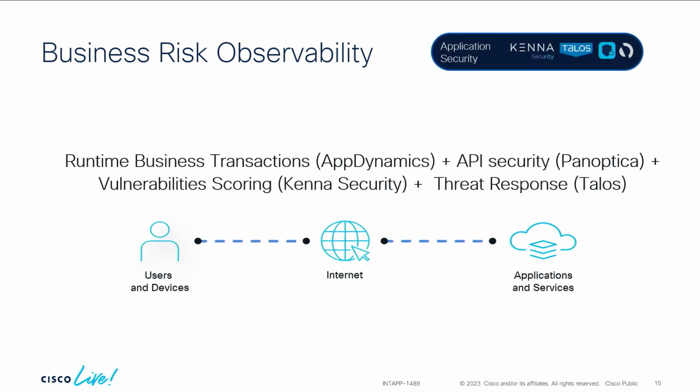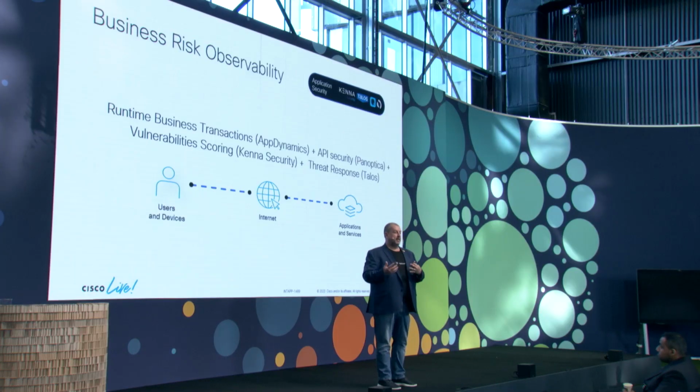We see all the user devices across the internet, all these applications and services. We bring it together. We can look at the application. We can look at the APIs through Panoptica. We can understand prioritization and scoring of those vulnerabilities with Kenna. So we take all that information, the threat database from Talos, about how likely it is that a vulnerability is going to be taken advantage of.